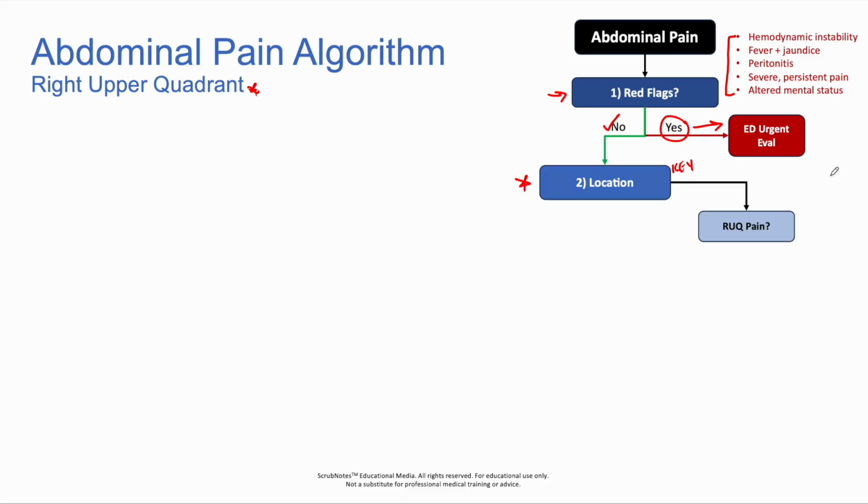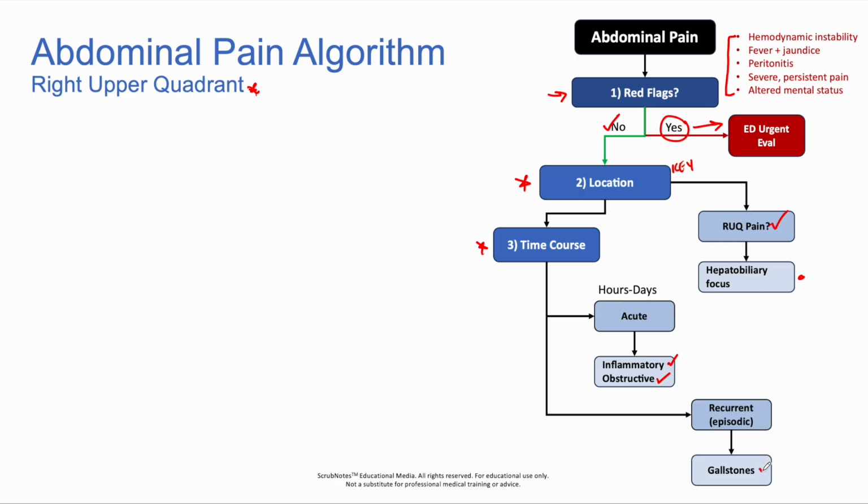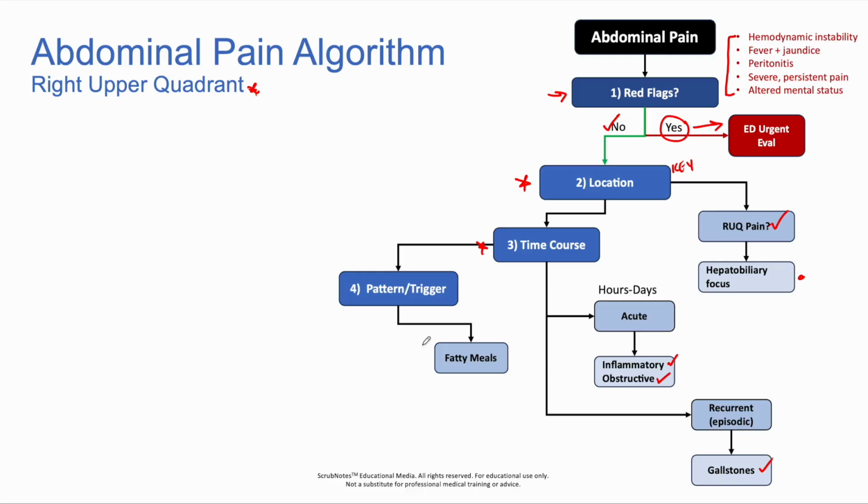So if we look at location, we've identified right upper quadrant pain. So we're going to focus on hepatobiliary questions. So we're going to ask about the time course. Is it acute, lasting hours to days? That's probably an inflammatory or obstructive cause. If it's more recurrent and episodic, that's more likely to be gallstones. Next, we want to inquire about the pattern and the triggers. So as I mentioned earlier, any fatty meals, pretty classic for cholelithiasis.